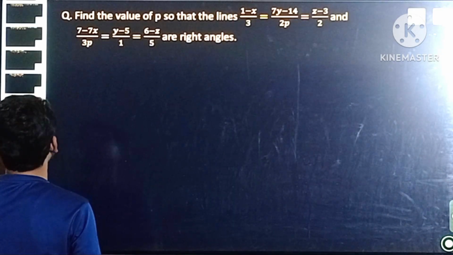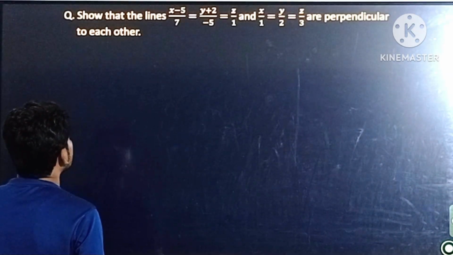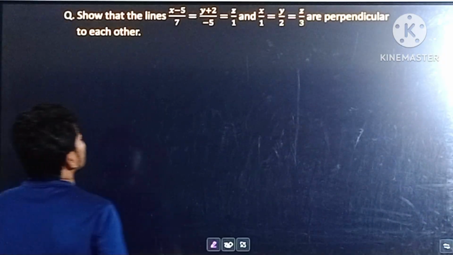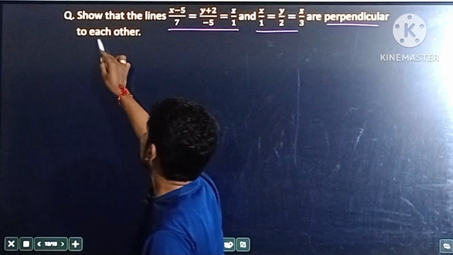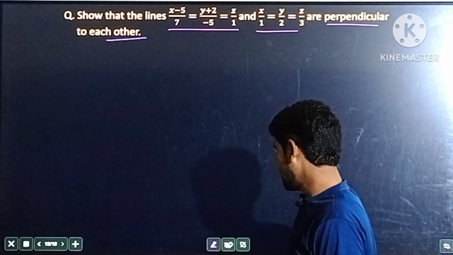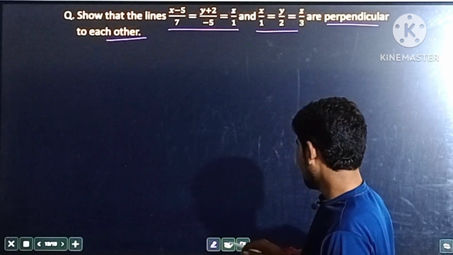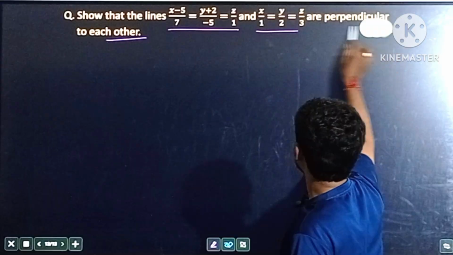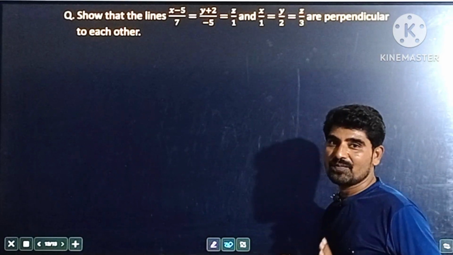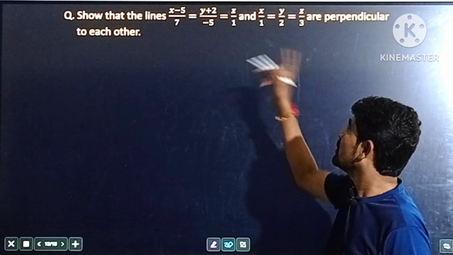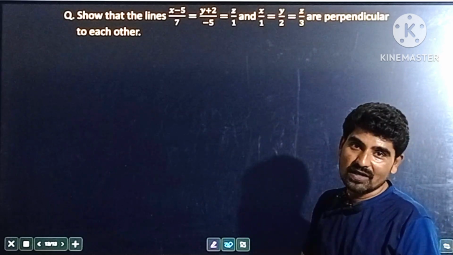And the next question is, show that the lines, first line and second line, are perpendicular to each other. So this question is also similar to the previous question. In the previous question it was given that two lines are perpendicular, and we needed to identify the value of p.